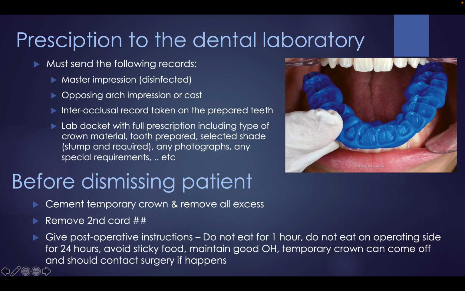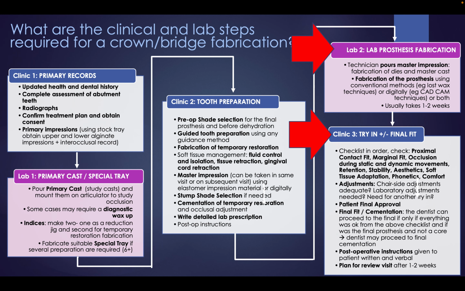Before dismissing your patient, make sure that you have cemented the temporary crown and removed all the excess. Remove the second cord, don't forget the second cord, and make sure that you have a good temporary crown. Give the patient instructions: do not eat for 1 hour, do not eat on the operating site for 24 hours, avoid sticky food, maintain good oral hygiene. If the temporary crown comes off, please don't panic, just contact the dentist.